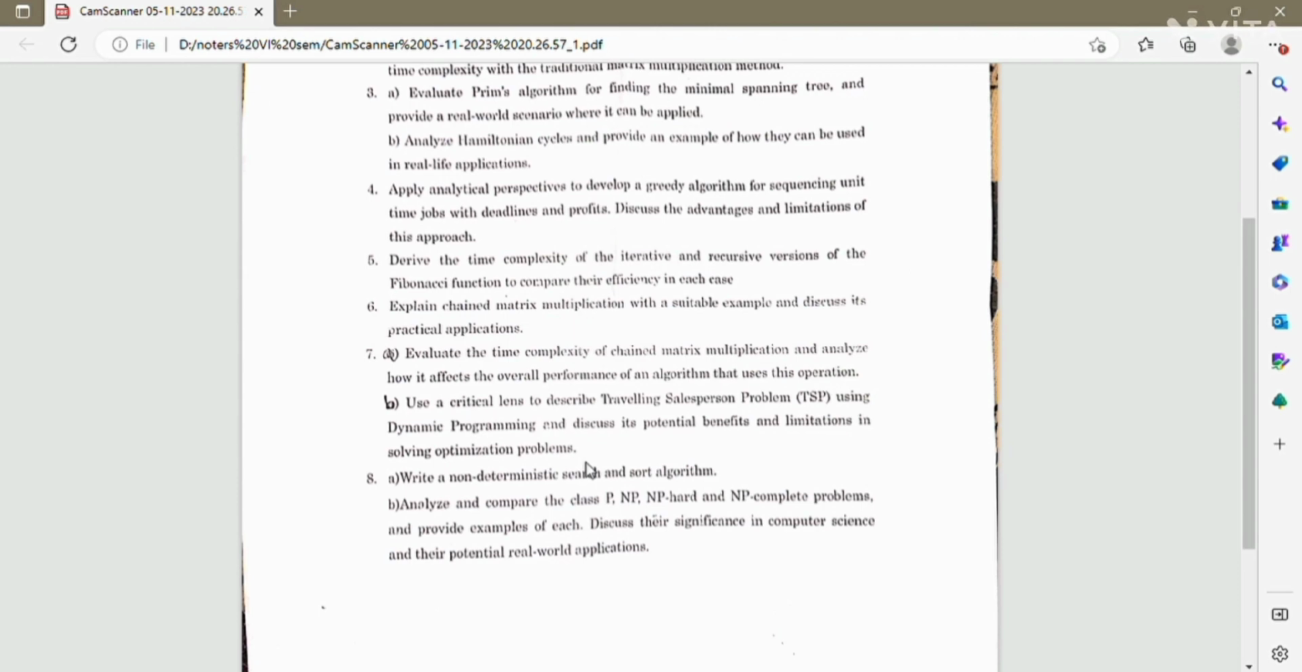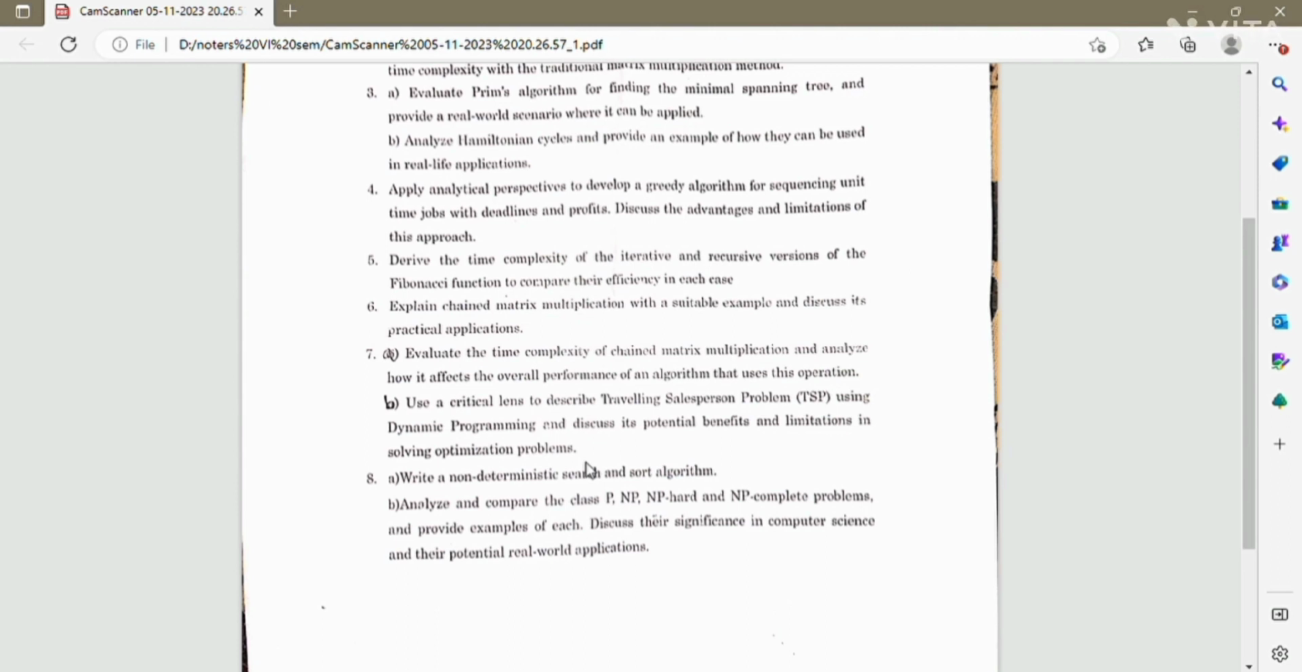Next is NP-hard class. An NP-hard problem is at least as hard as the hardest problem in NP, and it is a class of problems such that every problem in NP reduces to NP-hard. Some examples of NP-hard: halting problem, quantified Boolean formulas, no Hamiltonian cycle.